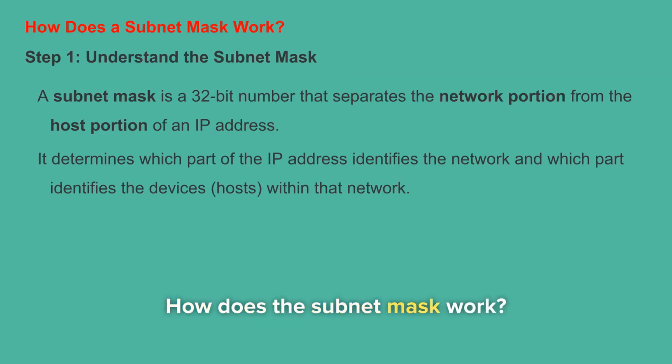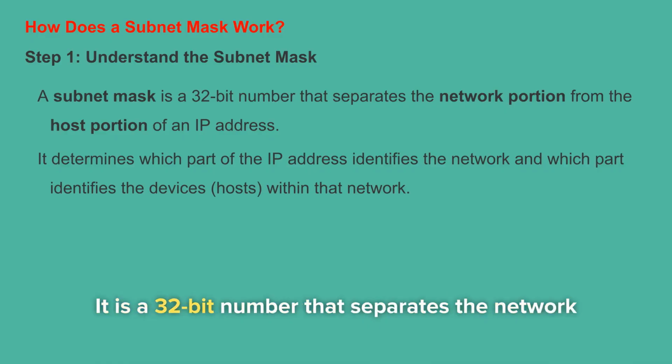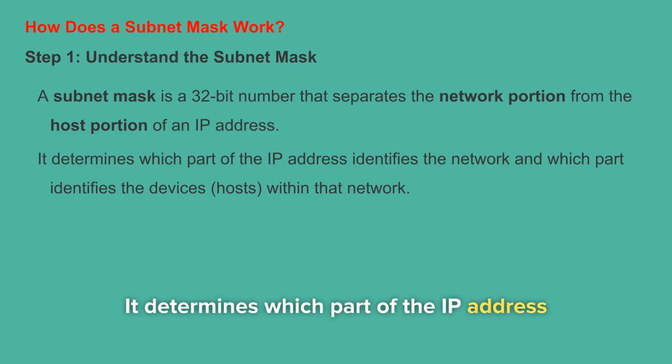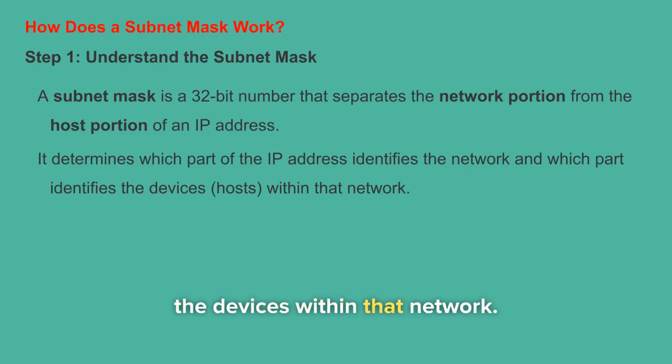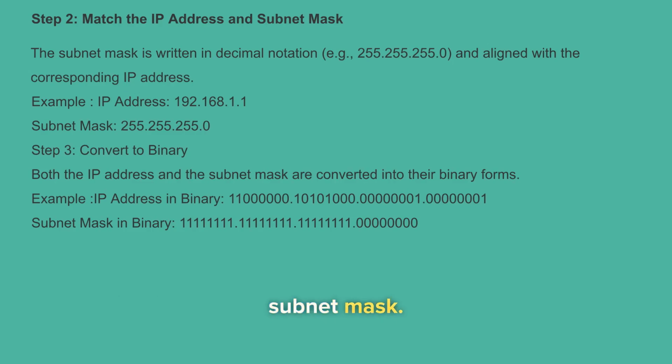How does a subnet mask work? Step 1 is understanding the subnet mask. It is a 32-bit number that separates the network portion from the host portion of an IP address. It determines which part of the IP address identifies the network and which part identifies the devices within that network. Step 2 involves matching the IP address and subnet mask.